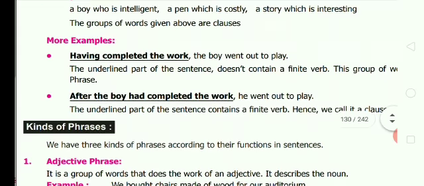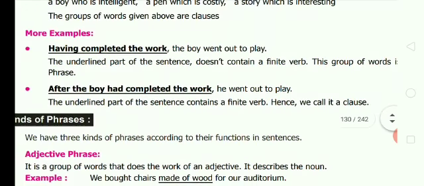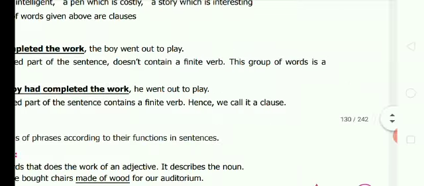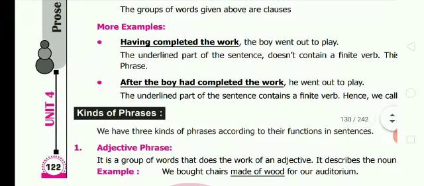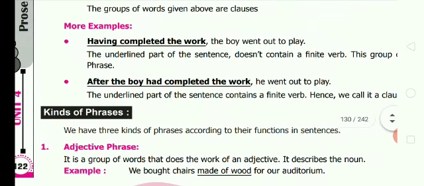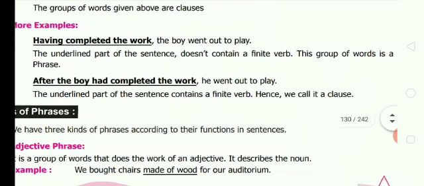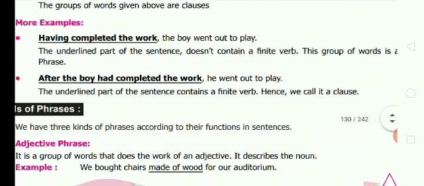More examples you can see. Having completed the work, the boy went out to play. The underlined part of the sentence doesn't contain a finite verb. This group of words is a phrase. Second one you see. After the boy had completed the work, he went out to play. The underlined part of the sentence contains a finite verb, hence we call it a clause.